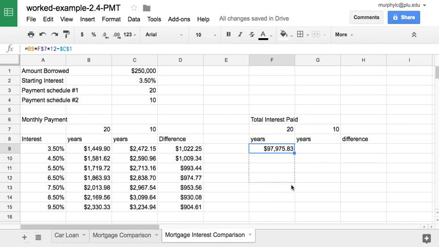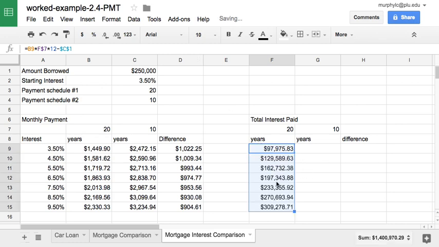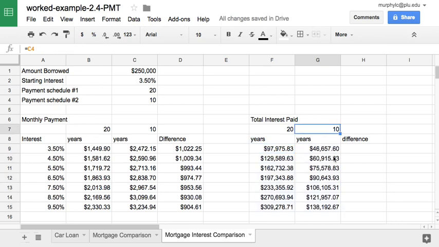And if I copy this down the column, I can see how as the interest rate goes up, I'm paying a lot more interest. However, if I finance it over a shorter period of time, I pay a lot less interest over the life of the loan because I'm making far fewer payments.